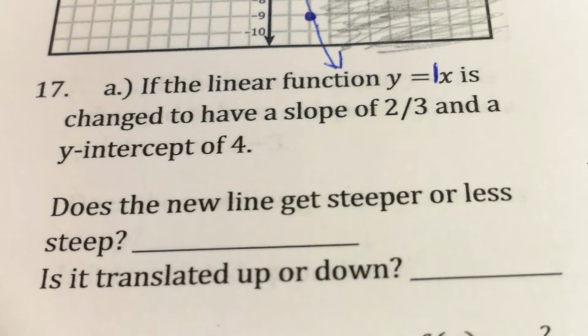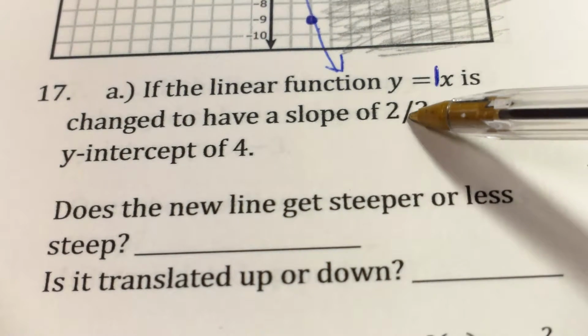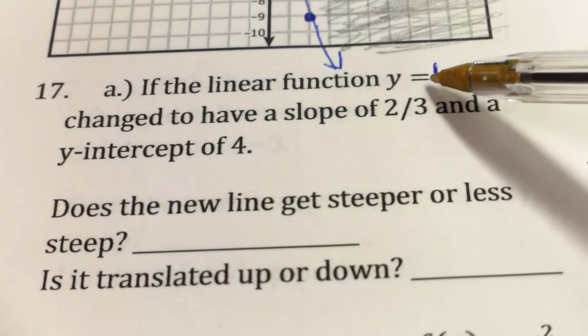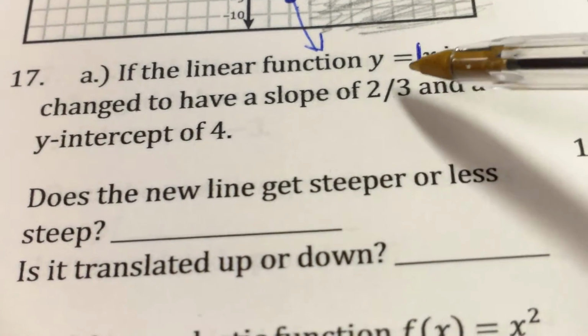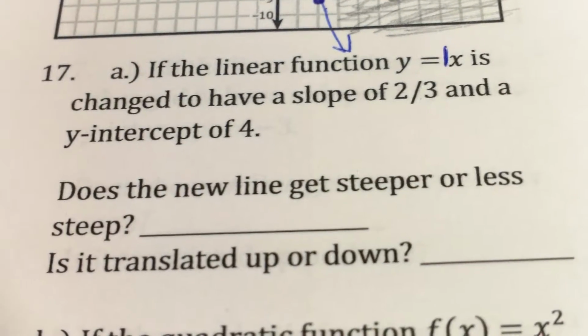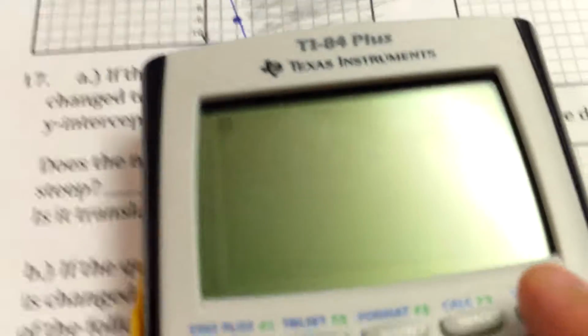Well, let's see. Is 2/3 less or greater than 1? It is less than 1. Therefore, it is going to be less steep. But let's go ahead and look at it on the graph.